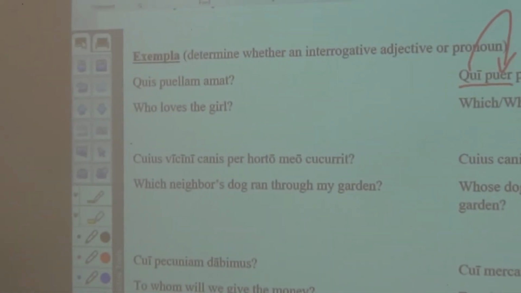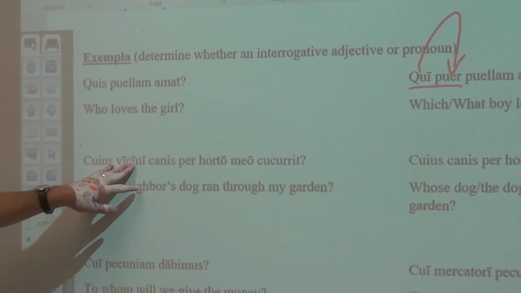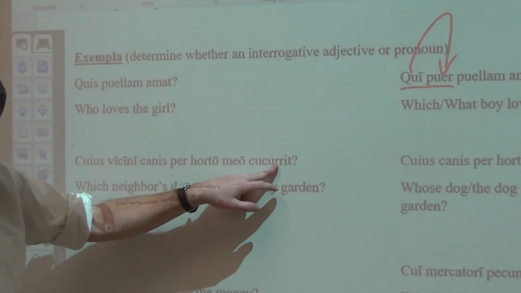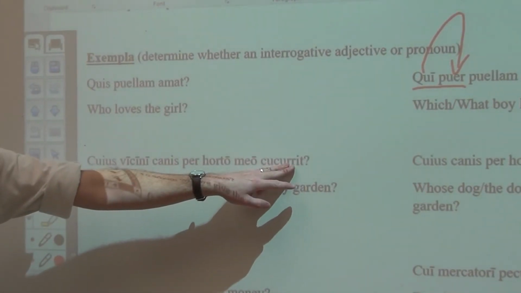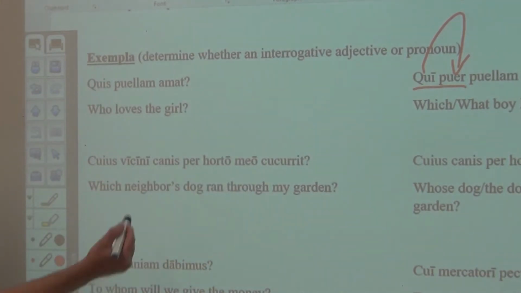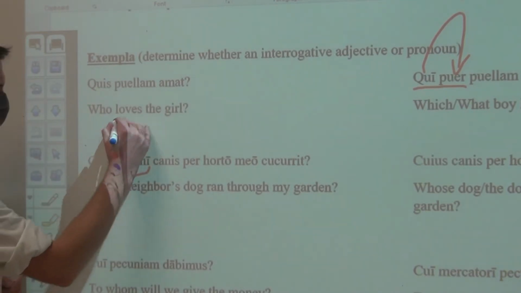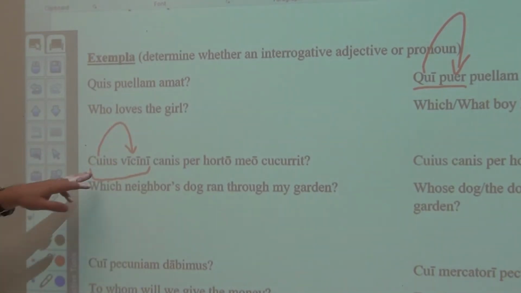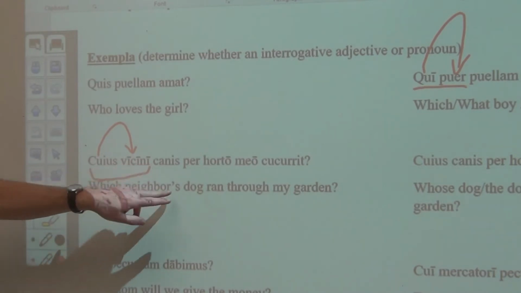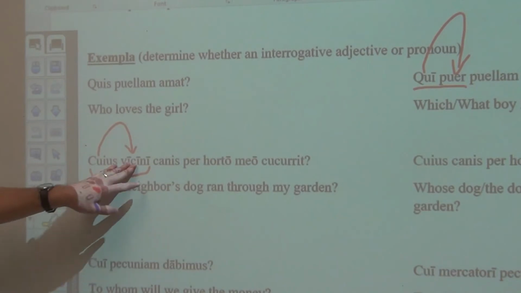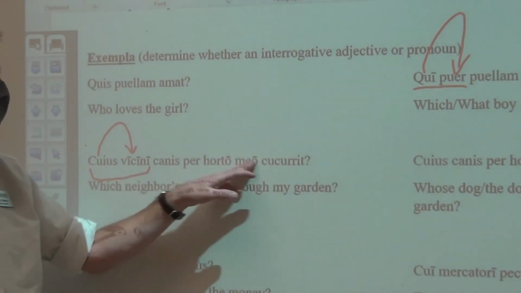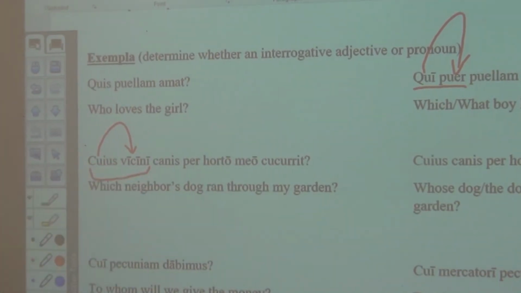Look at it in the genitive. Cuius vicini canis per hortum meum cucurrit. So the dog did run through my garden. Here, it is the interrogative adjective saying which neighbor's dog. The dog of which neighbor? The dog of what neighbor? Ran through my garden. So it's an adjective modifying vicini in the genitive.